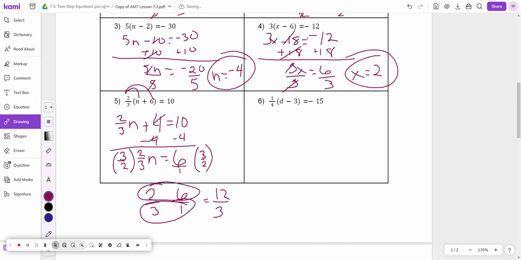I'm going to go ahead and put a 1 underneath my 6. And then 6 times 3 gives me 18, and 1 times 2 gives me 2. And 18 divided by 2 is 9. So n is equal to 9. Okay, so if I go plug that in, 9 plus 6 is 15. 15 times 2 is 30. 30 divided by 3 gives me 10. Yep, there we go. We're good.